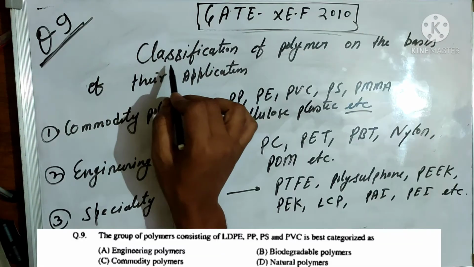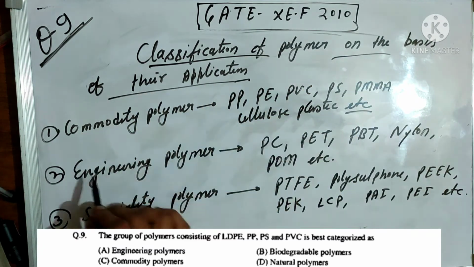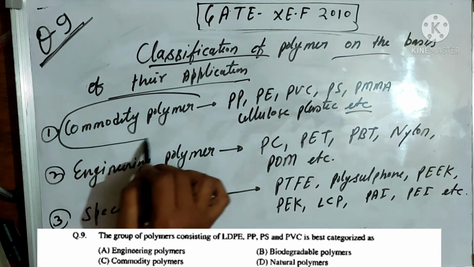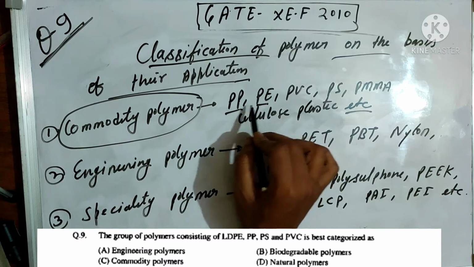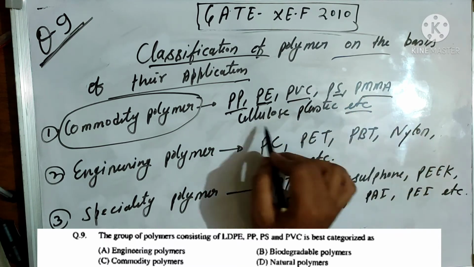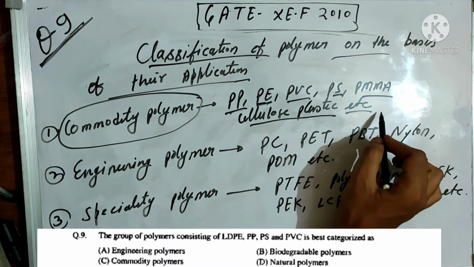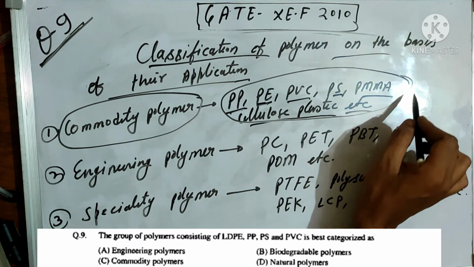The classification of polymers on the basis of their application. First is the commodity polymer, that means regularly used polymers. These are polyethylene, PP, PVC, polystyrene, PMMA, cellulose plastic, etc. These come under the commodity polymers.